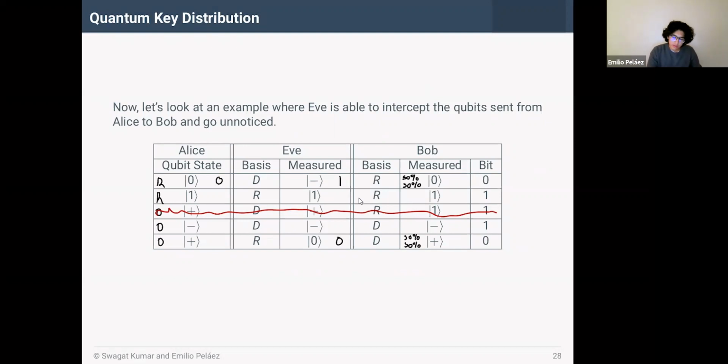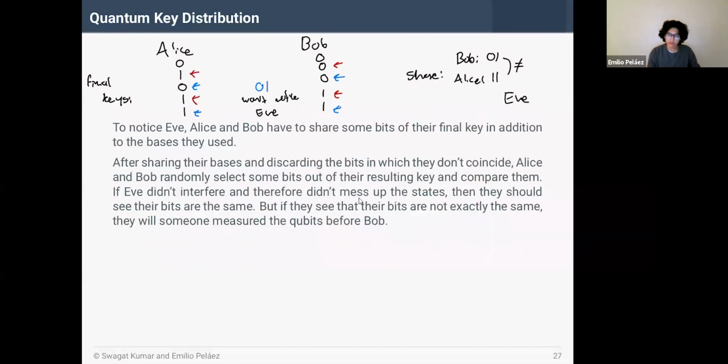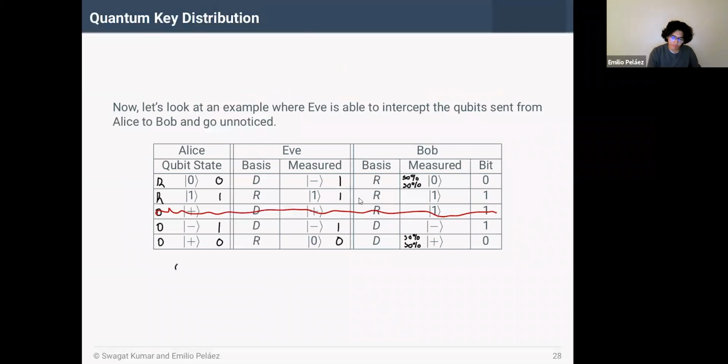So let's just see. This is 0, 1, 1, 0. This is 1, 1, 0. So the final key that Alice and Bob have is 0, 1, 1, 0. Okay, and independent of the bits they're going to share with each other, all the key is the same, so they will not notice Eve, because it is as if she wasn't present because they got the same final key. But Eve's key is 1, 1, 1, 0.